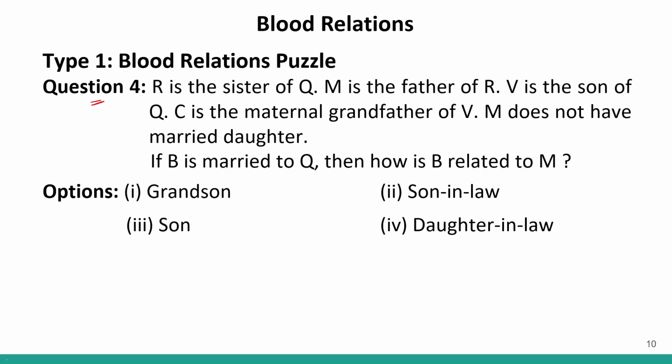Question number 4 is given to us. This information is the same as the previous question. Now it is given to us, if B is married to Q, we have to find the relationship between B and M. So let us go back to the arrangement.